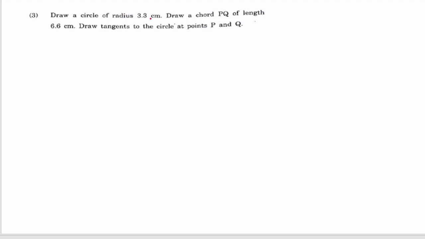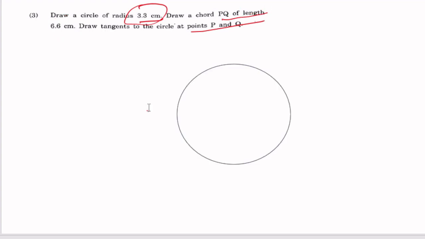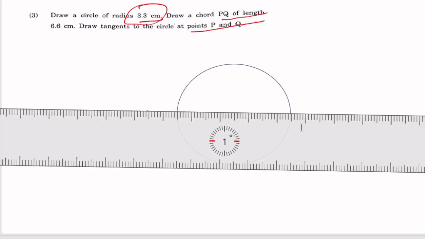Here in this question: draw a circle of radius 3.3, draw a chord PQ of length 6.6, and draw tangents to the circle at P and Q. Let's do that. Just remember here, they have clearly written the radius is 3.3 and the chord is 6.6. What does it mean? 6.6 is double of 3.3. It means your chord is nothing but a diameter. What do you have to do? You have to just draw a circle of radius 3.3 centimeters. As I said, the diameter is the longest chord, and 6.6 is the diameter length.